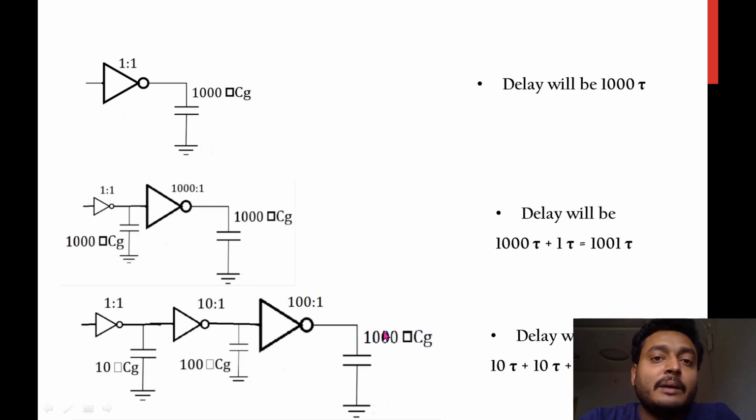Every time we put in another inverter, you are sacrificing more area in your chip. More area is going to be consumed, and more area means the power consumption will also increase. So we cannot simply go on increasing. We need to find some optimum value, the ratio, and also how many stages you need, to get the minimum delay.